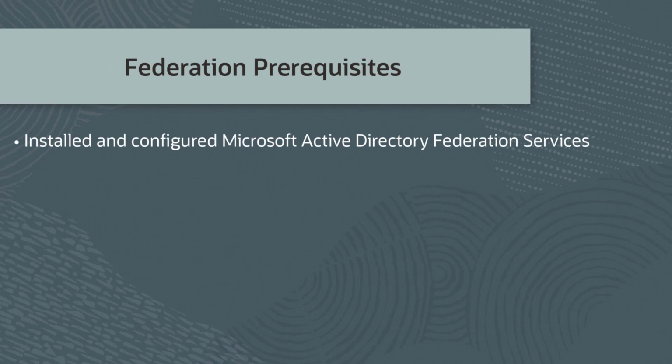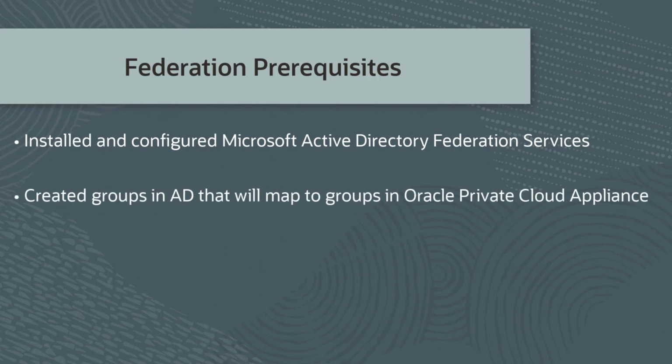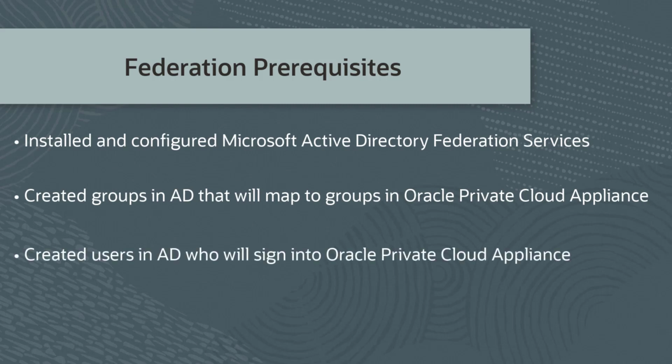You've installed and configured Microsoft Active Directory Federation Services for your organization. You've created groups in Active Directory that will map to groups in Oracle Private Cloud Appliance. And you've created users in Active Directory who will sign into Oracle Private Cloud Appliance.